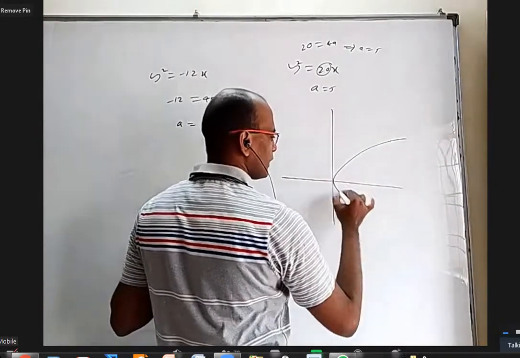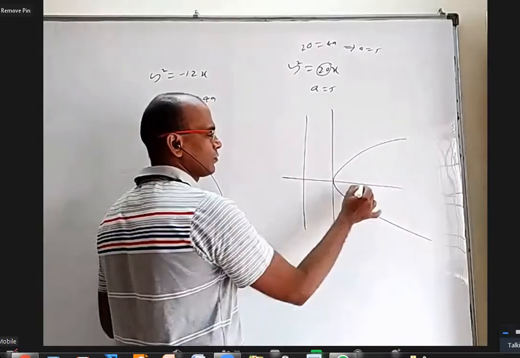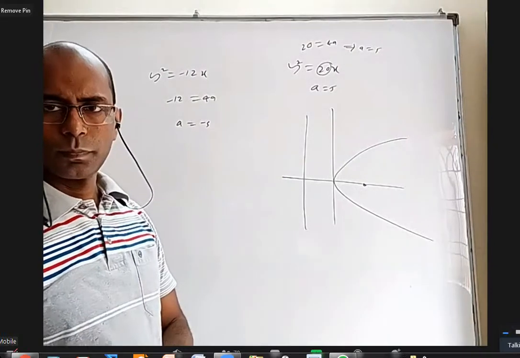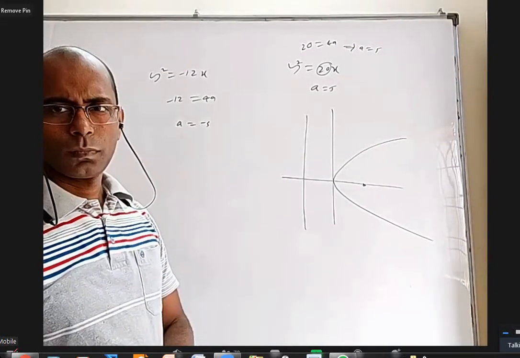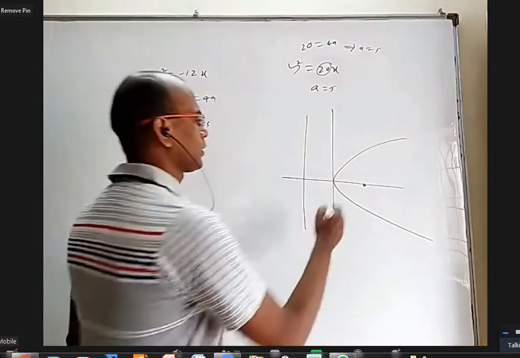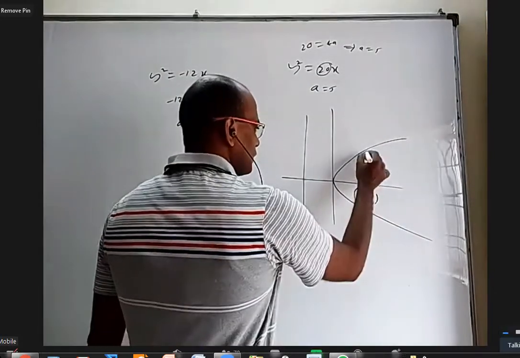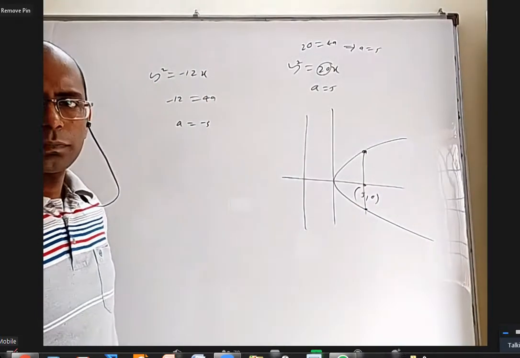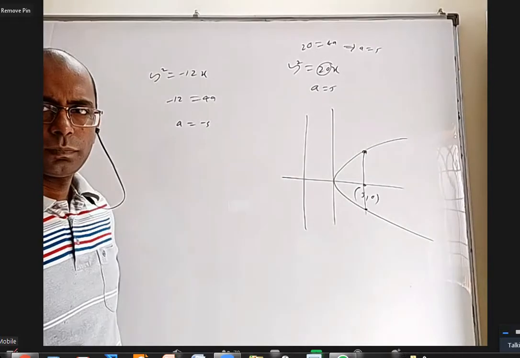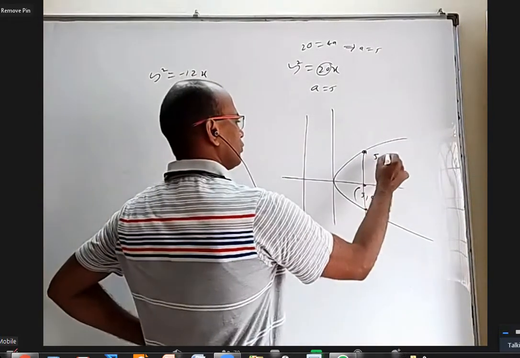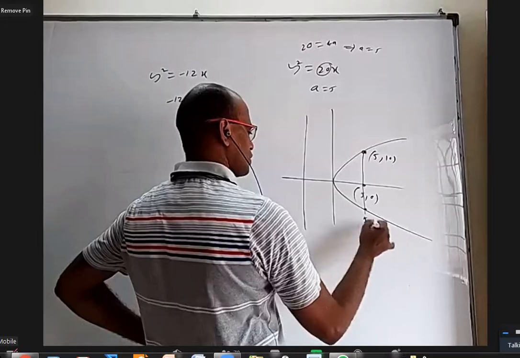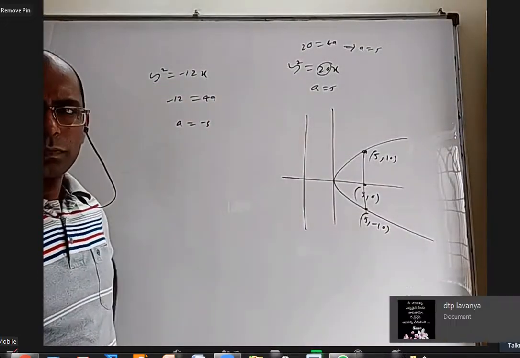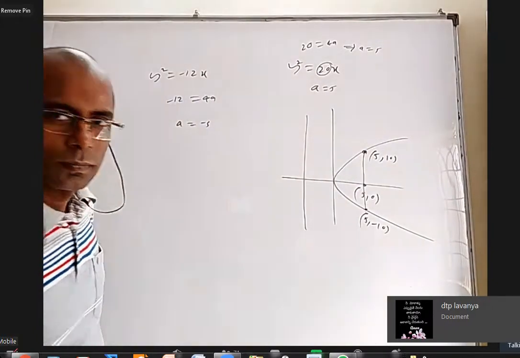So this parabola will be like this, directrix will be like this, focus will be like this. What will be the focus of this parabola? 5, 0. And what will be the ends of latus rectum? 5, 10 and 5, minus 10. And what will the equation of directrix be? x plus 5 equal to 0.